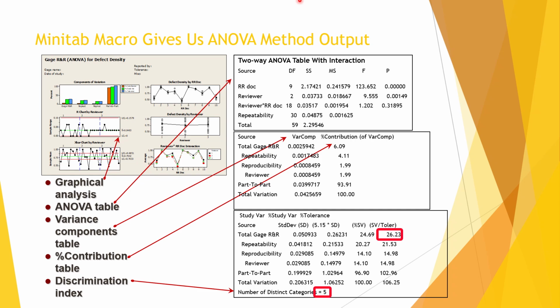AIAG recommends the use of 6 in gauge R&R studies because 6 is the number of standard deviations needed to capture 99.73% of the variation from a source. Ideally, differences between parts should account for most of the variability, and variability from repeatability and reproducibility should be very small.